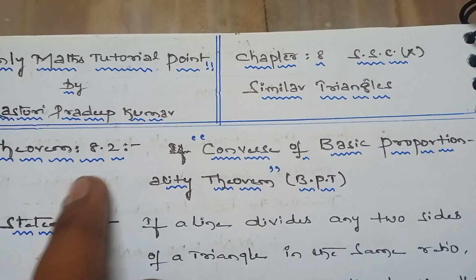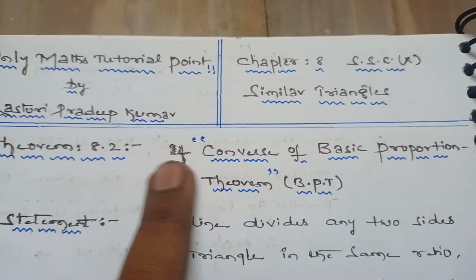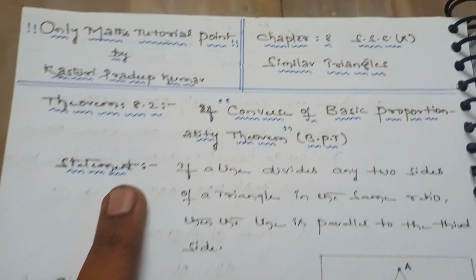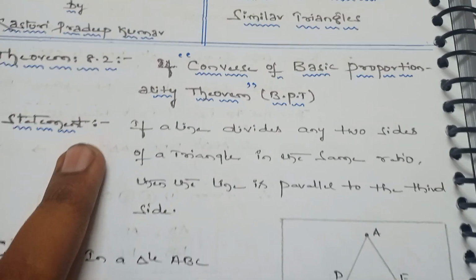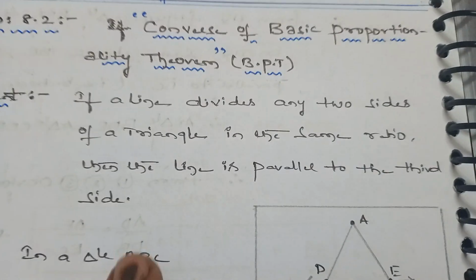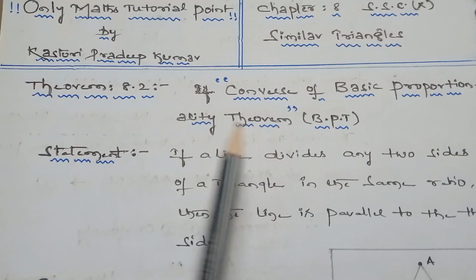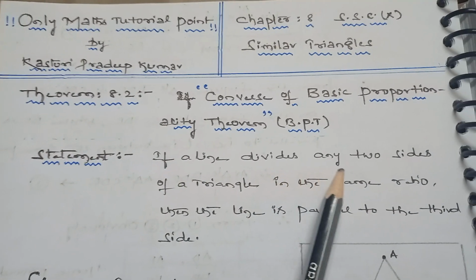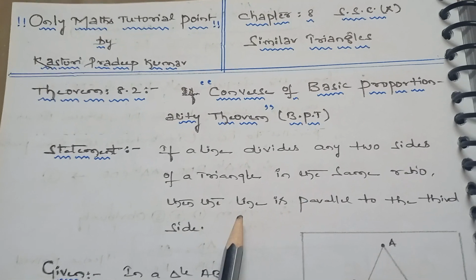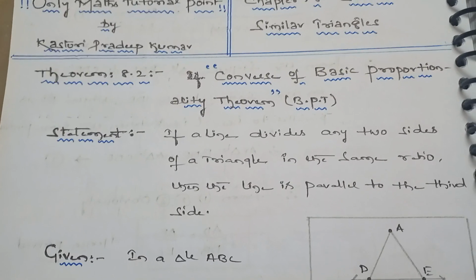So what is the statement? Theorem 8.2 states the converse of the basic proportionality theorem, that is BPT. It tells that if a line divides any two sides of a triangle in the same ratio, then the line is parallel to the third side. Did you observe this statement, guys?